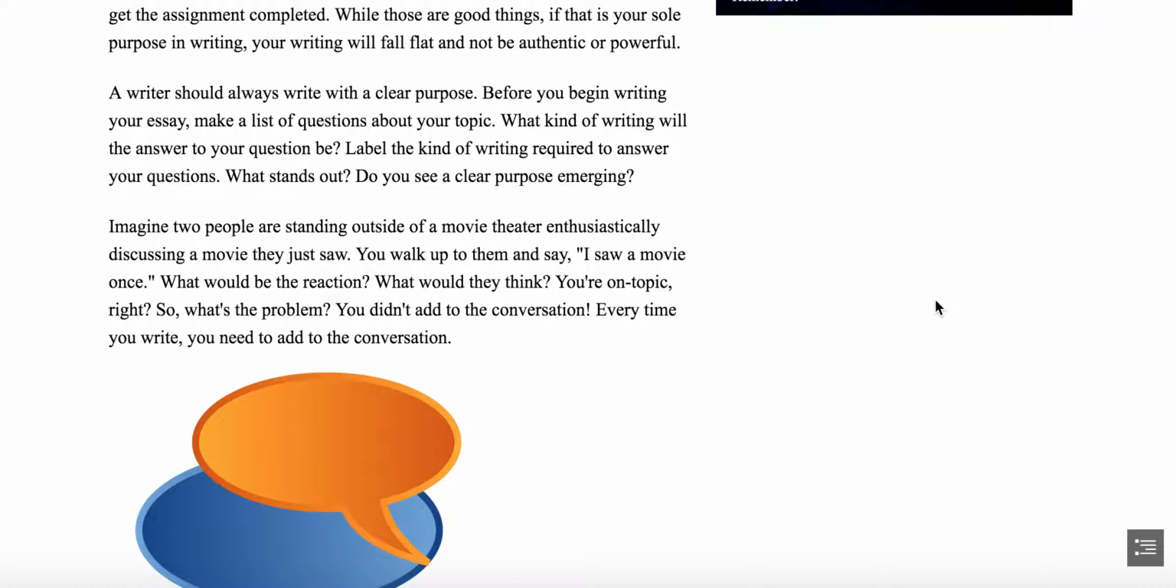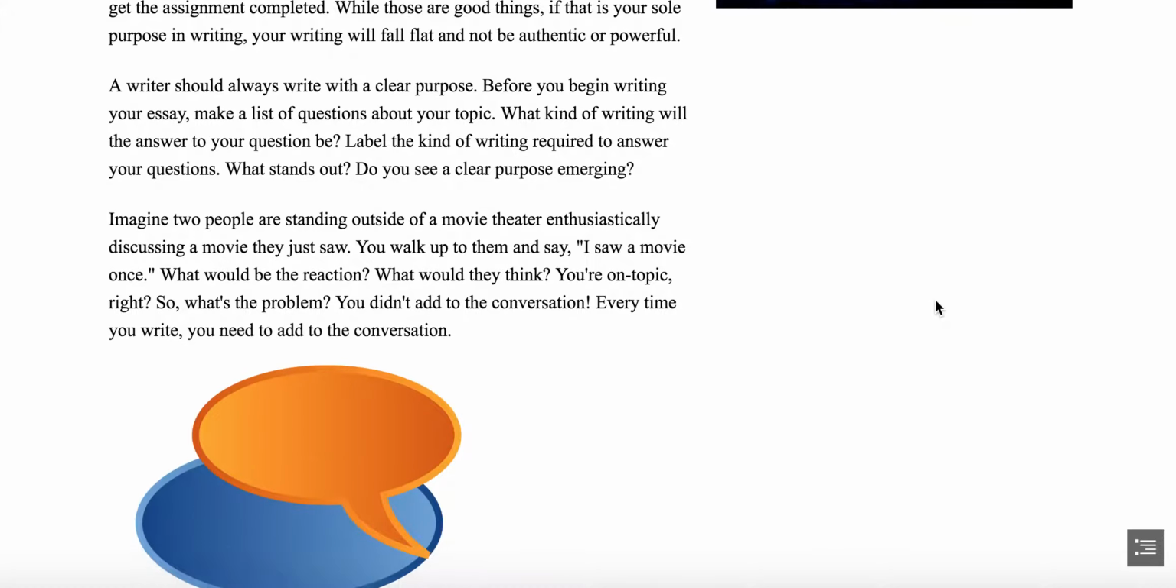Before you begin writing your essay, make a list of questions about your topic. Maybe these are questions that you still have about your topic, and also you can anticipate what are some questions that your audience might have. And after you make this list, label what kind of writing would be required to answer your questions. What stands out? Do you see a clear purpose emerging?